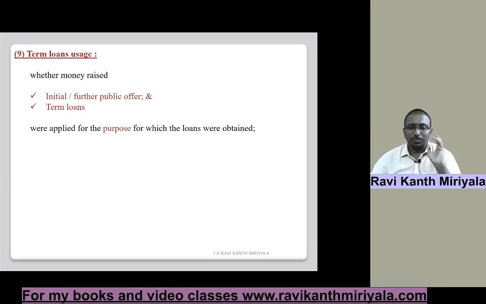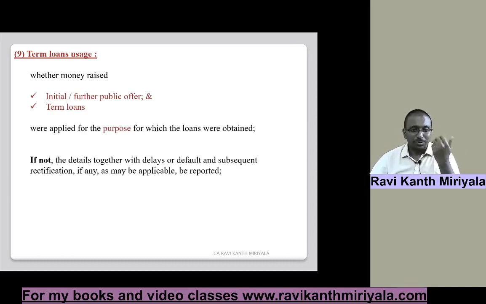Were the loans applied for the purpose for which the money was taken? I mean, not shares, sorry. These loans, basically, and debentures also. Which have they used? First, what is the purpose? Have they applied it? If not, then details of the delay and default, everything is supposed to be reported.